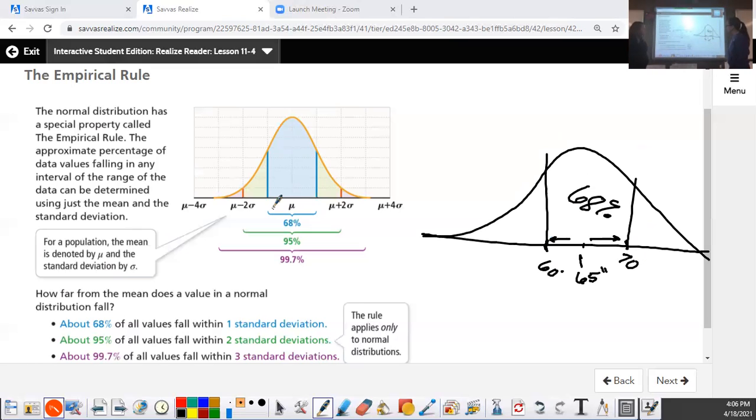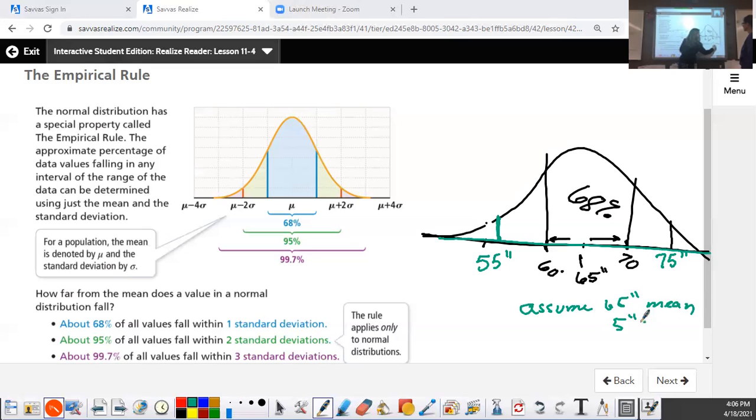So then keep that example going. If you think about within 2 standard deviations, so she's going to go 5 more to the left, 5 more to the right. And this is spaced out such that this is 5 away, this should be 5 away also. Just 5 inches, or 5 units on your graph, whatever. So this would be 55 inches and this would be 75 inches. Assuming 65 inches was the mean and 5 inches was the standard deviation of the group that you measured.